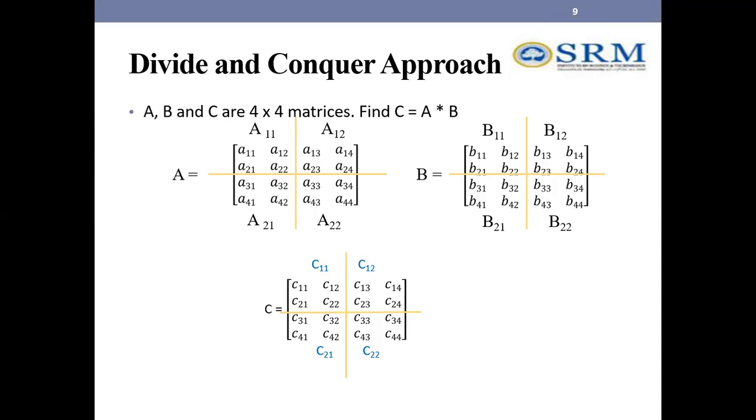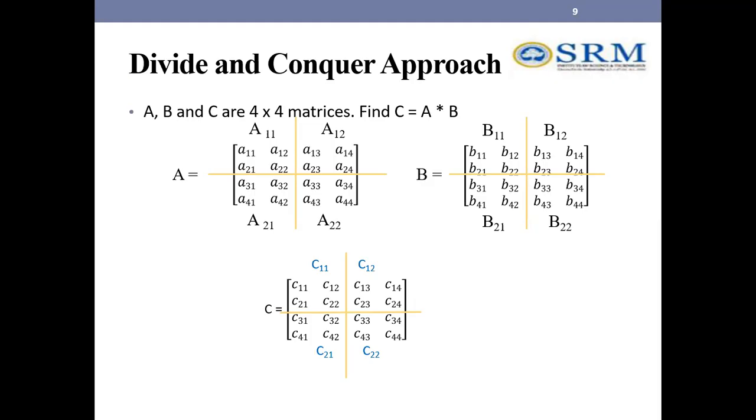So here we are taking n equal to 4, 4 cross 4 matrices. So A, B and C are 4 cross 4 matrices. So we are finding C is equal to A star B. A is a 4-dimensional matrix. B is a 4-dimensional matrix. So the result C is also a 4-dimensional matrix. So how can we divide the matrix A?